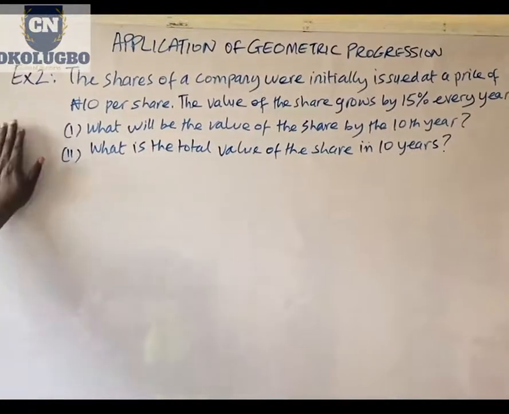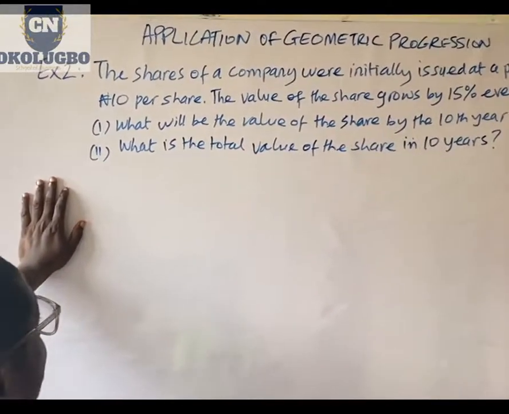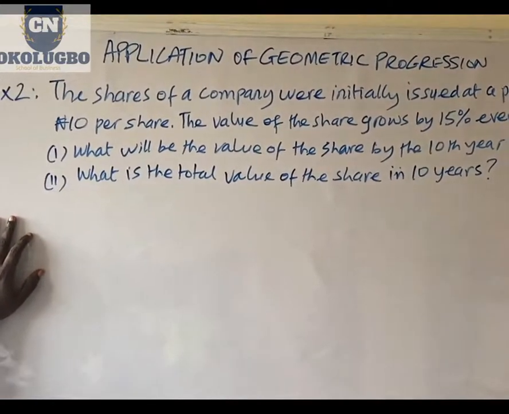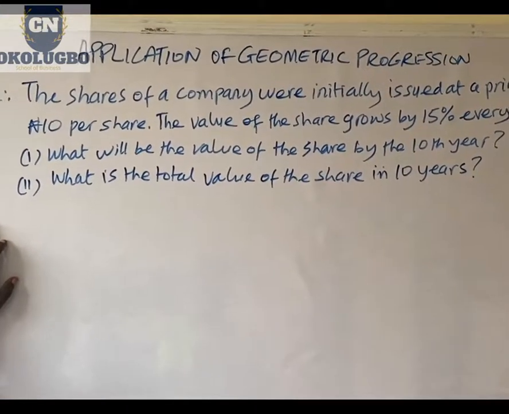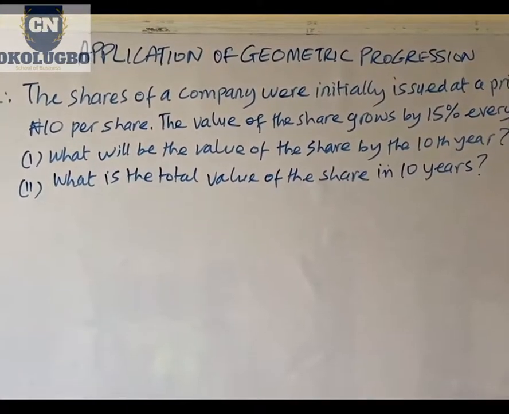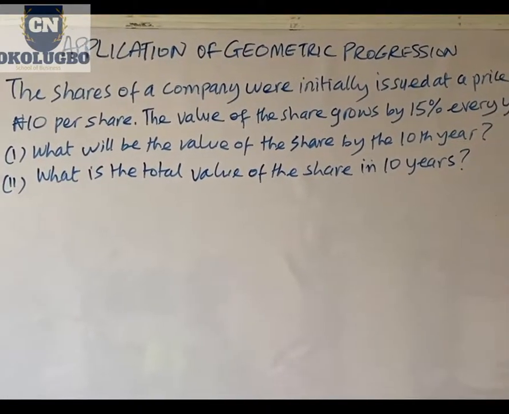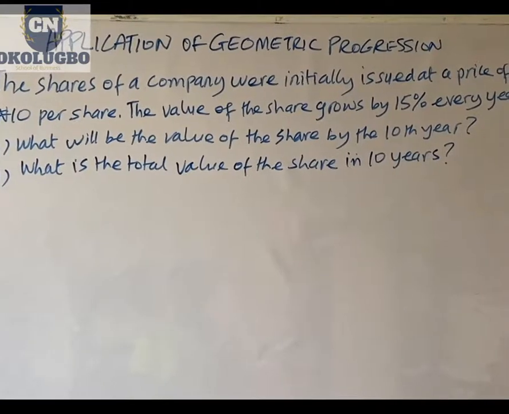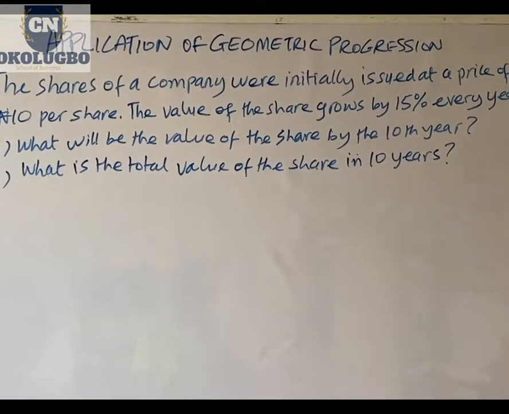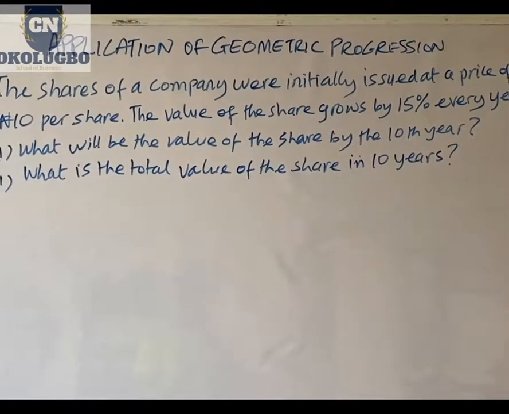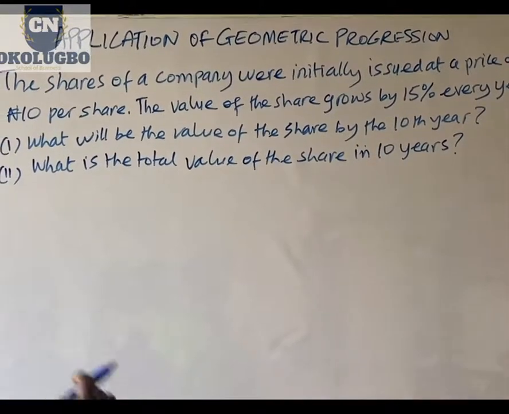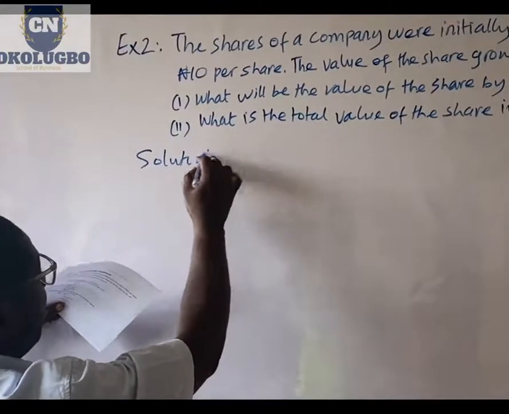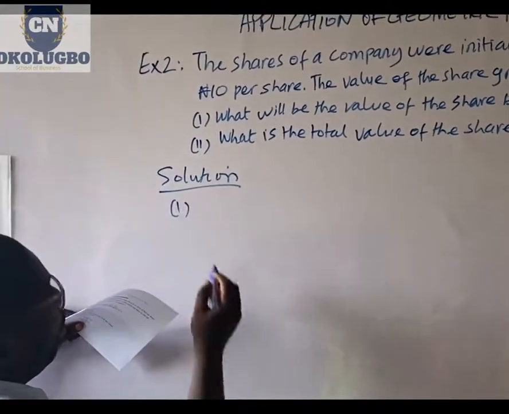The question we have on example 2 is that the shares of a company were initially issued at a price of 10 naira per share. The value of the share grows by 15% every year. What will be the value of the share by the 10th year? Now let's deal with the first question. Let me write solution here, and then solution 1.